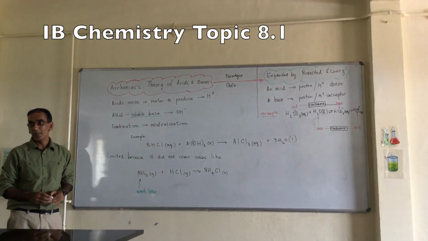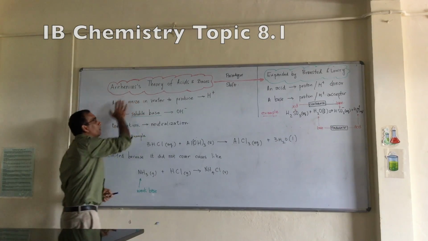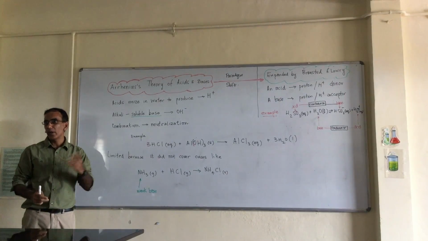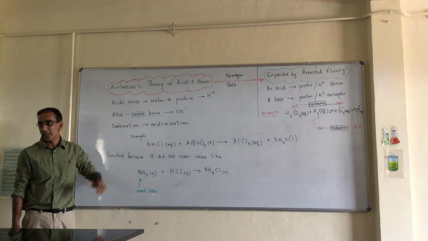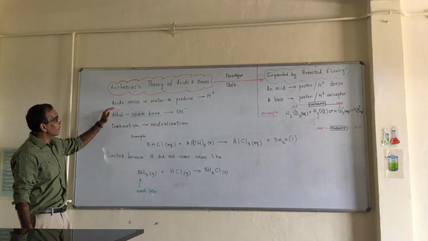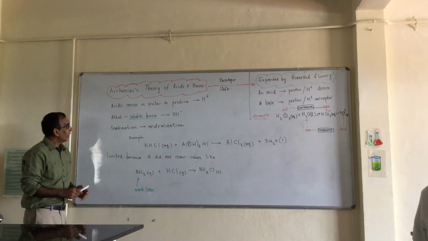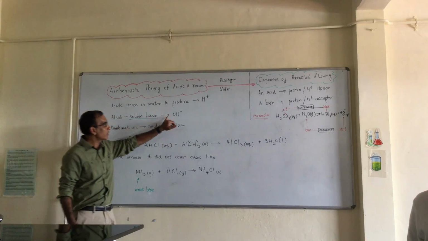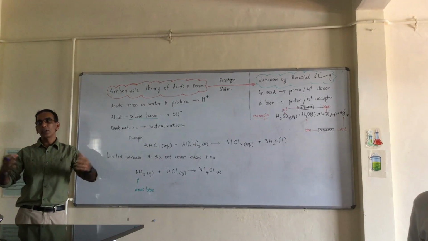Our topic is acids and bases. Last time we spoke about the definition that came from Arrhenius, who at the turn of the 20th century, somewhere around 1903, got a Nobel Prize for his work in defining what is an acid and what is a base. He defined an acid as something that can ionize in water to produce protons or hydrogen ions. And he defined an alkali as a soluble base that produces hydroxide ions. He said that when these two things combine, you can call it neutralization.